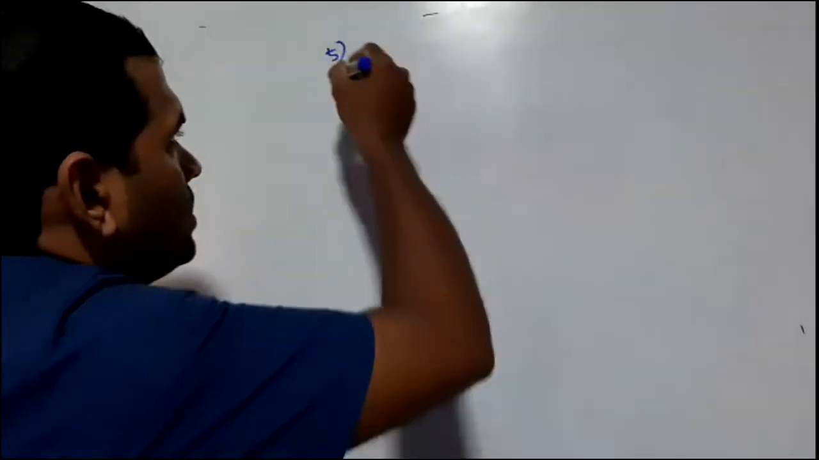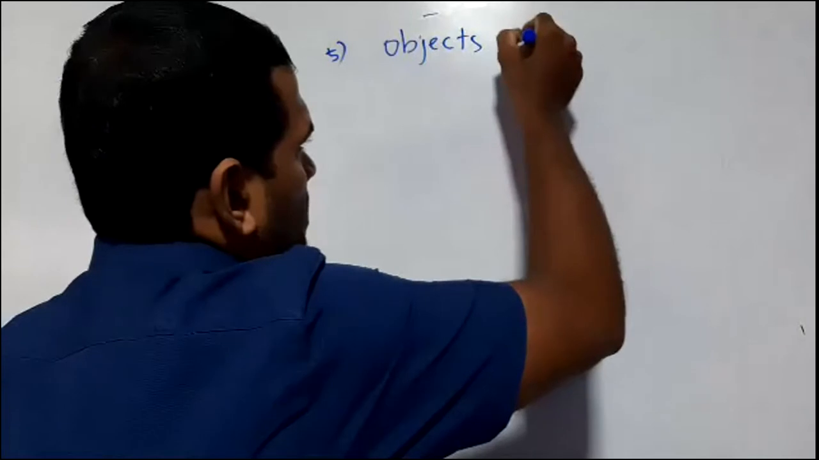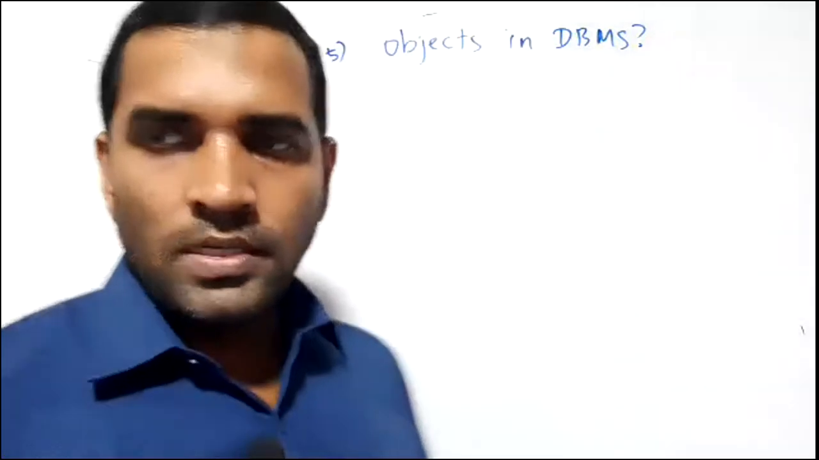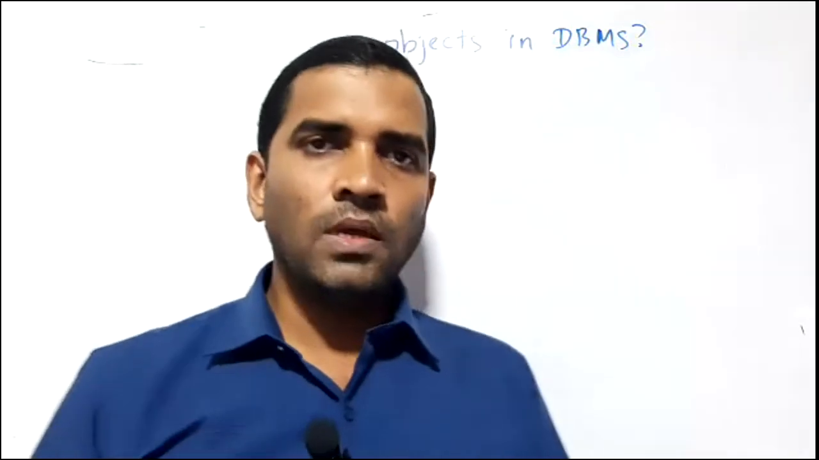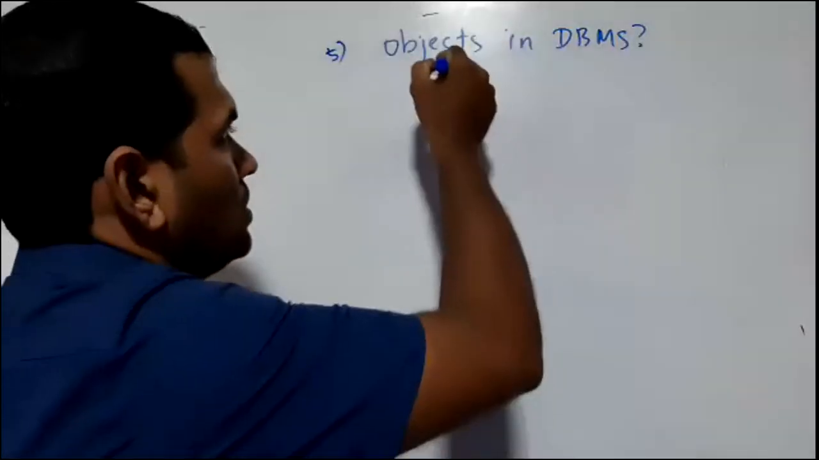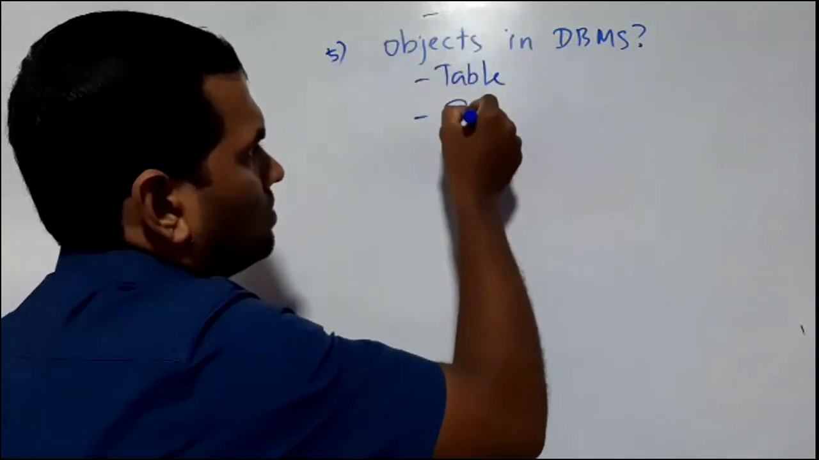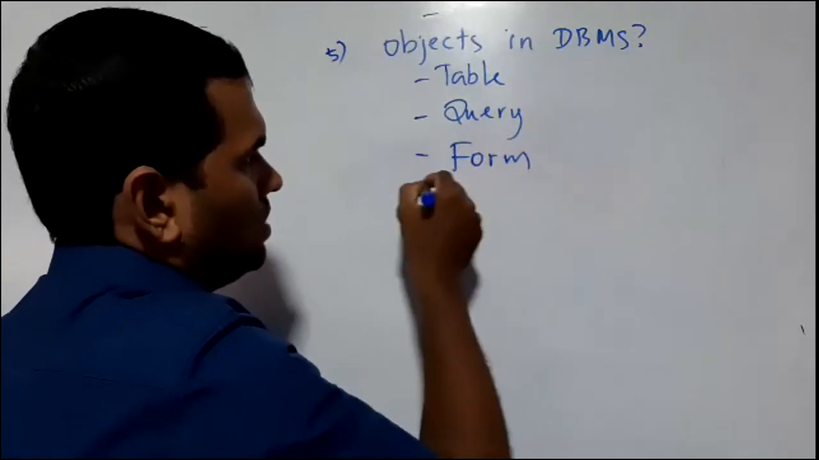For performing these activities, we use some tools called objects in database management system, right? So that would be my next question, number 5, the objects in DBMS. Right, so we have some objects, but for us, four of them are important, right? So we have table, that is one. Okay, we have a query. We also have forms and report.